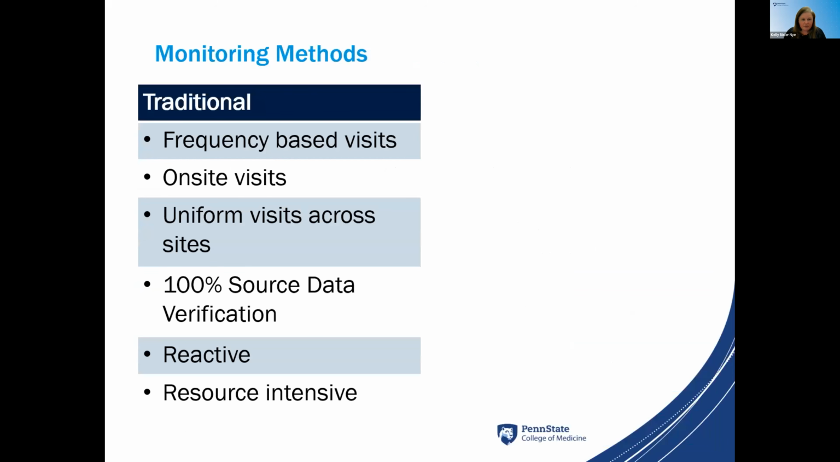So the traditional monitoring method is a frequency-based method, which traditionally starts at the first enrollment in the clinical trial, and then the visits are based off of a certain frequency, either a time frame, 6 to 8 weeks, or a frequency of enrollments in the study. And they're typically on-site visits, and they're uniform across all sites. The on-site visits focus heavily on source data verification, which is a transcript checking process. And it's a very reactive approach to the problems and very resource intensive.